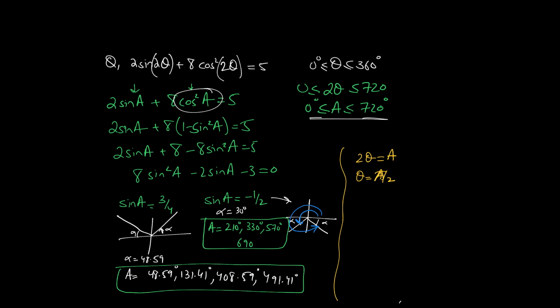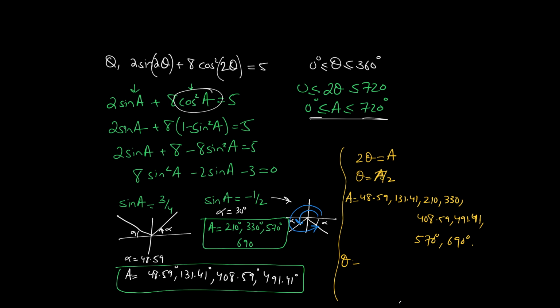Okay, so let's start by writing all of the angles. The first angle was 48.59. The other angle was 131.41. Then came 210, then 330, then 408.59, 491.41, and 570 and 690 degrees. Now for theta you need to halve them.